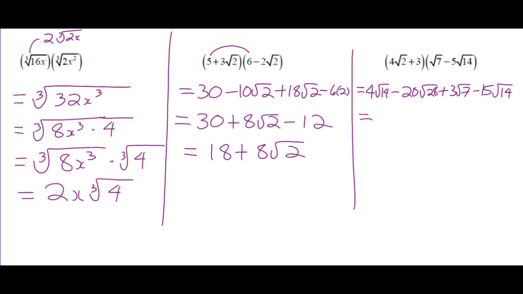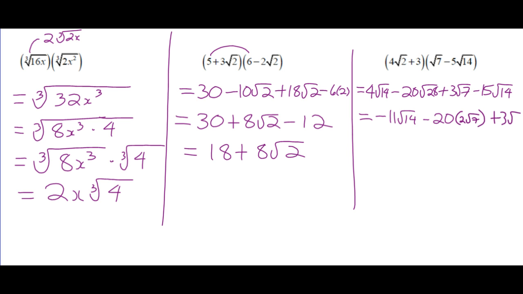Now, can we do anything with root 14? No, there's no perfect squares that go into it, right? So we can go negative 11 root 14 minus 20. Now, what's root 28? So 4 times 7. So root 28 is 2 root 7, right? So I can turn the root 28 into a 2 root 7, okay?